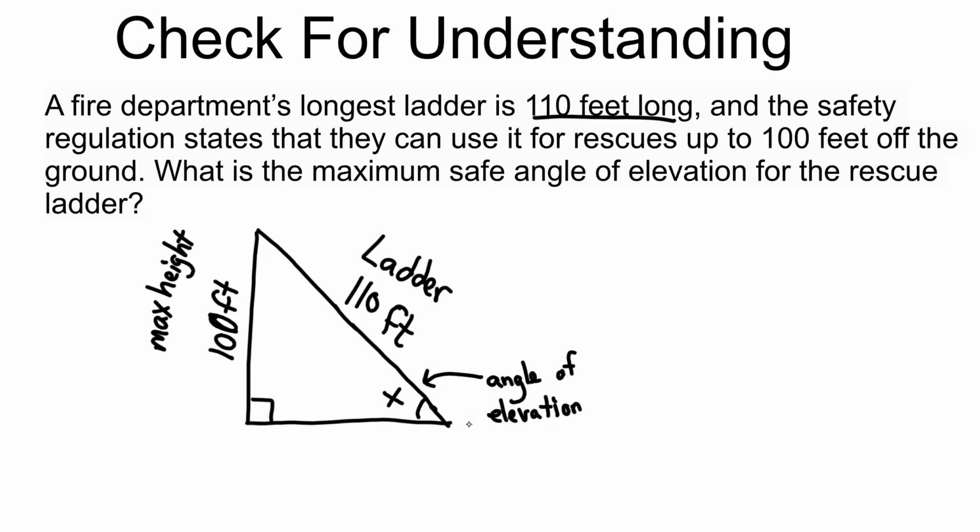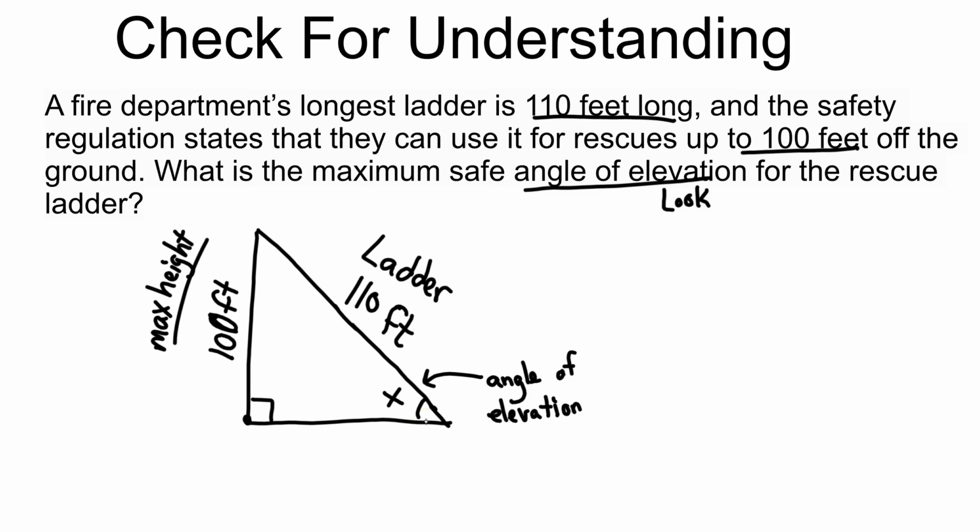The safety regulation states that they can use it for rescues up to 100 feet off the ground. The direct distance off the ground would be the straight up and down line, so our max height is 100 feet. Then it asks, what is the maximum safe angle of elevation? Remember, angle of elevation means look up, so you have to start on the ground to look up. So this is my angle of elevation.